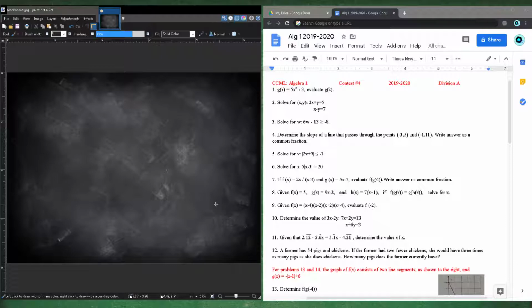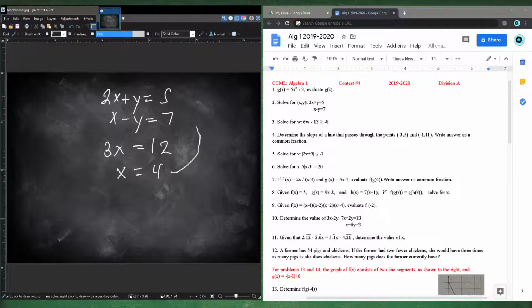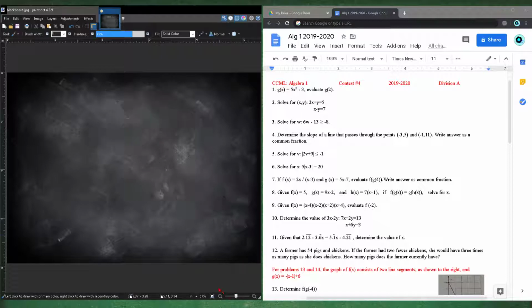Number two, solve for the coordinate (x, y). We have these two equations: 2x plus y is equal to 5, and x minus y is equal to 7. We're just going to add, so it eliminates y. 2x plus x gets 3x, and plus y minus y cancel each other out. 5 plus 7 is 12. So x is equal to 4. Plug it back into this equation because it looks easier. If x is equal to 4, that means y equals negative 3. So your answer is (4, negative 3) in this form. You have to write it in precisely this form.